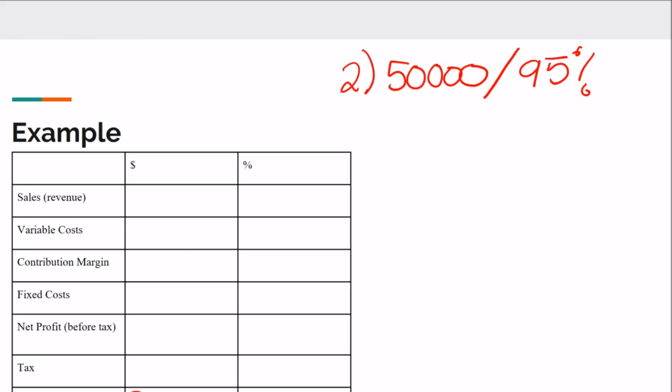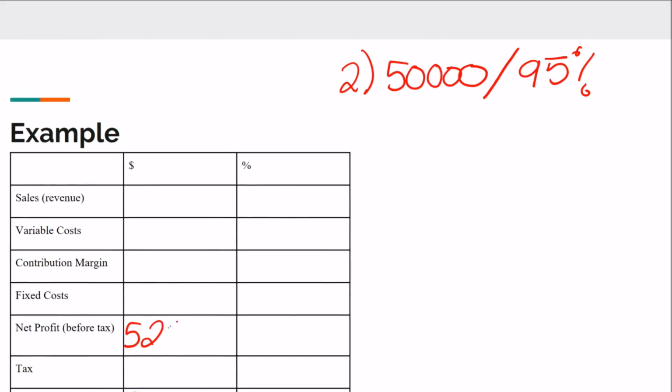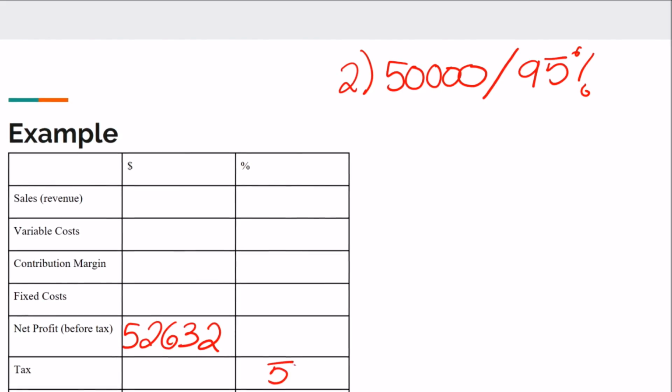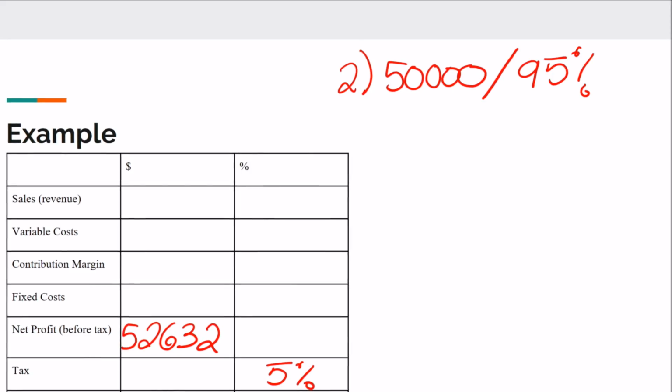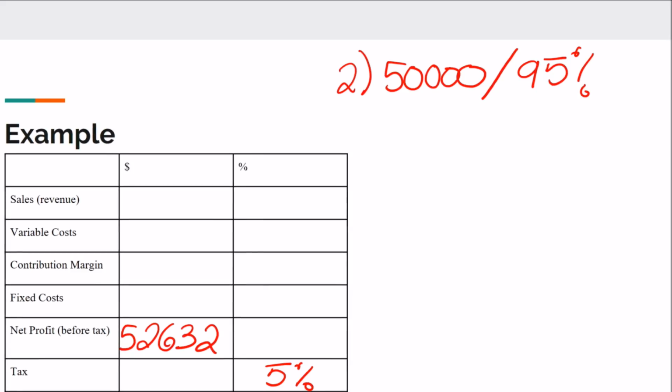And that will give you about 52,632. Our tax was 5%. The third step is to subtract 50,000 from 52,632 to make sure you got the correct amount.